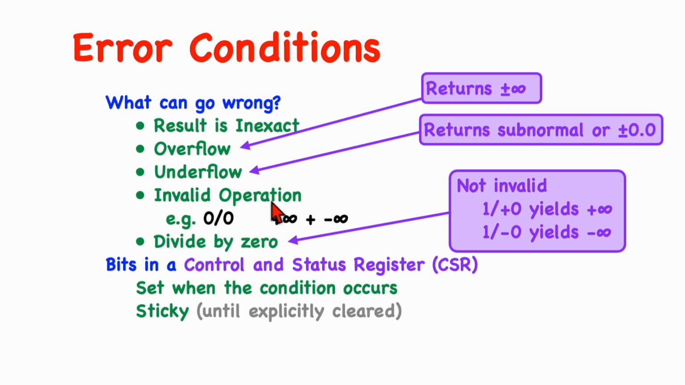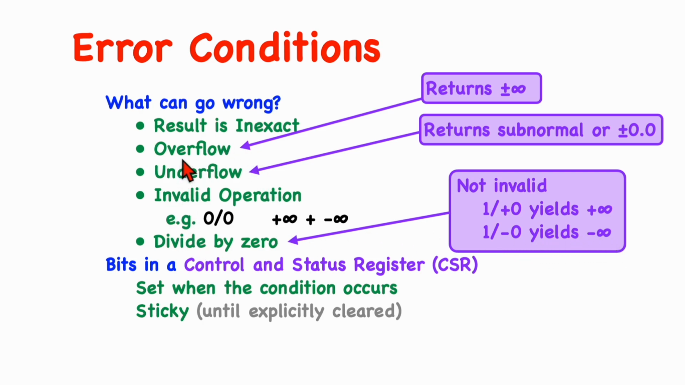We can also have invalid operations. For example, if we try to divide 0 by 0 or add plus or minus infinity. And finally, we have the well-known divide by 0 problem. It turns out that this is not necessarily invalid. For example, 1 divided by positive 0 yields positive infinity, while 1 divided by negative 0 yields negative infinity.